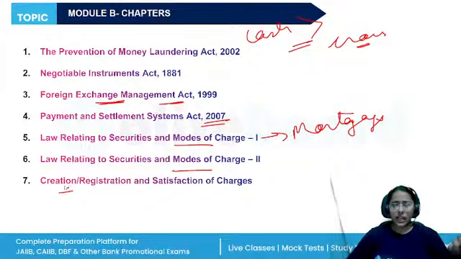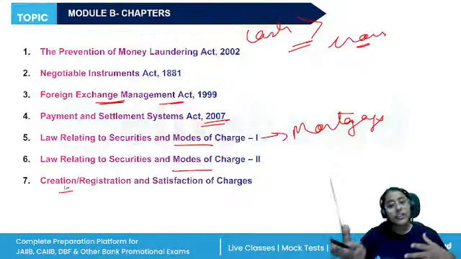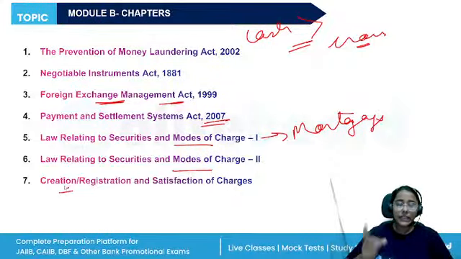The different types of charges, floating and fixed. What is the procedure for the registration? The effect of registration and non-registration, right? These are the units in module B.